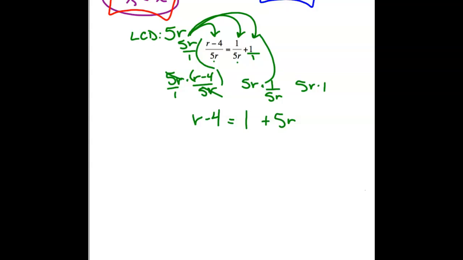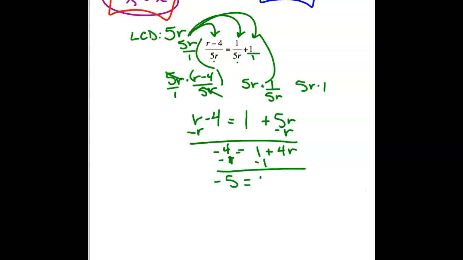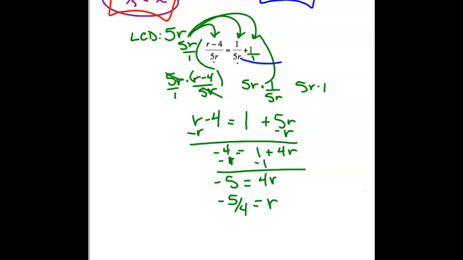All right, again, solving this, we're going to get our r's to the same side. We're going to get our constants to the opposite side. And then we are going to divide. So r equals negative 5/4. Again, my domain restriction, r cannot be 0. So this should be fine.